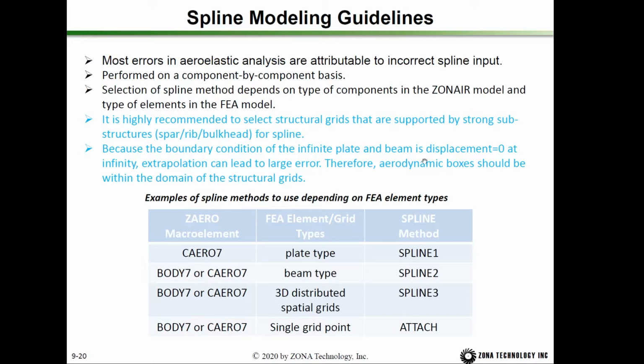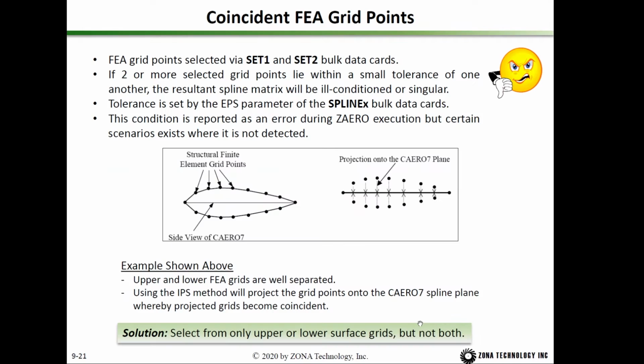and beam is the displacement equals 0 at infinity. Extrapolation can lead to a large error. Therefore, the aerodynamic boxes, the aerodynamic panels, must be within the domain of the structural grid. Okay. So if the aerodynamic macro element is CO7, and the finite element model is a plane model, use spline 1. If it's a beam model, use spline 2. If it's a 3D structural grid, use spline 3. For a single structural grid, use attach.